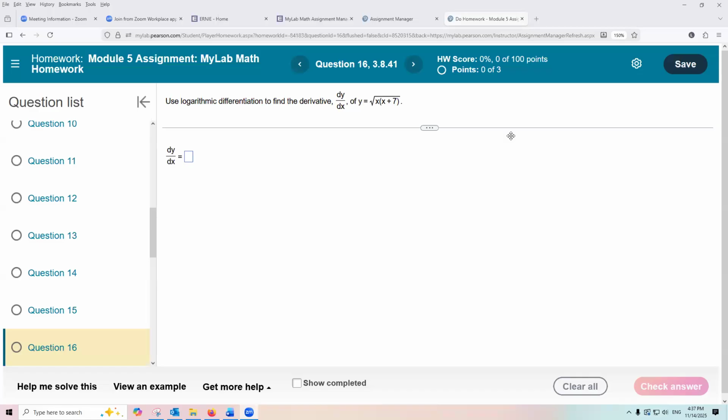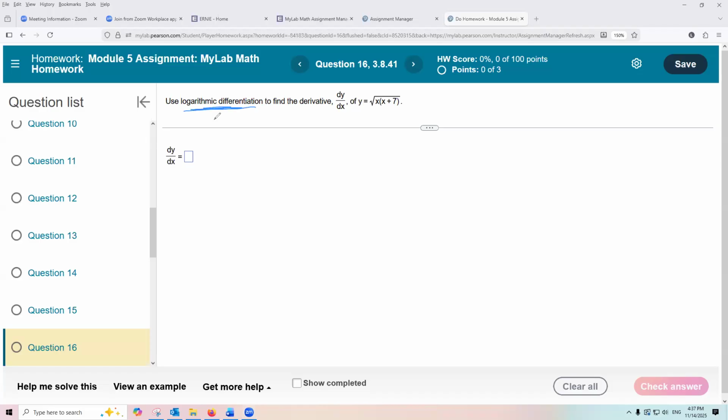I'm recording a part 3 video for the Module 5 MyLab's homework. So be sure to check out course announcements for a part 1 video and a part 2 video. But there were a few other examples that I wanted to include. So let me start here with number 16.